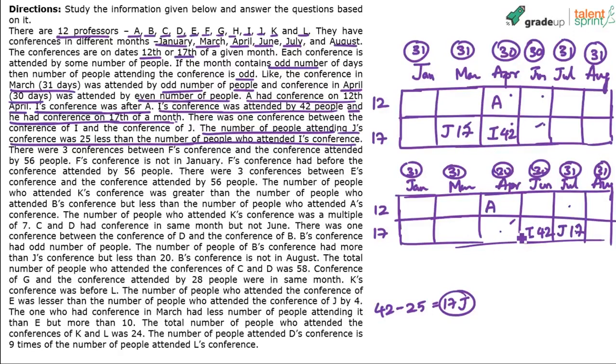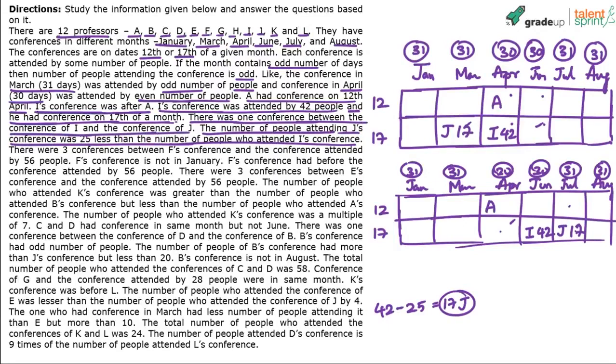Right here also, similarly, there were 2 possibilities for J. April was ruled out because April has an even number of days, right? So J comes in July. So I, this is the gap and then there is J. Yeah. So this point has also been considered. There was one conference between the conference of I and the conference of J.